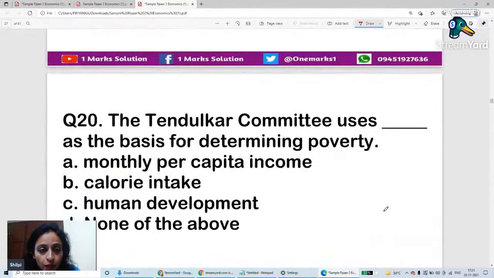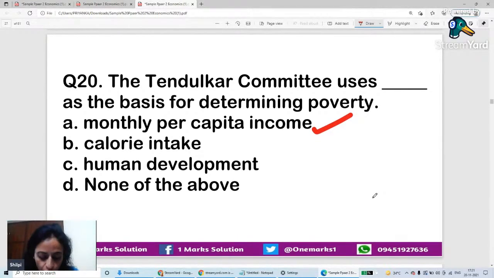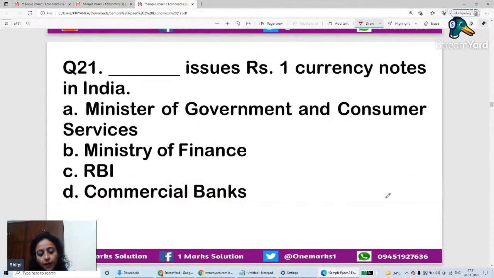Next, question number 20. The Tendulkar Committee uses dash as the basis for determining poverty. If we talk about the Tendulkar Committee, they always used monthly per capita income for determining the poverty level. So we'll go for option A in this. Question number 21. Dash issues rupees 1 currency notes in India. I hope you all are aware of this fact. All the currency notes are issued by the Reserve Bank of India, whereas coins and 1 rupee notes are issued by the Ministry of Finance. So we'll go for option B in this question.